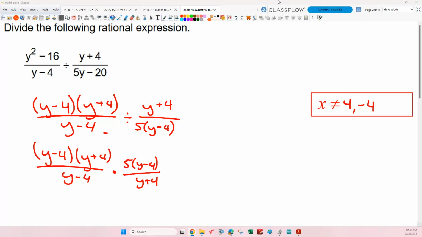Okay, so now that I have multiplication, what can I do? Cross cancel. What can I cancel? Y minus 4, y plus 4. So we got y minus 4, y minus 4, y plus 4, y plus 4. What do I have left? 5 times y minus 4 over 1. Do I have to write the 1? No. So we get 5 times y minus 4.